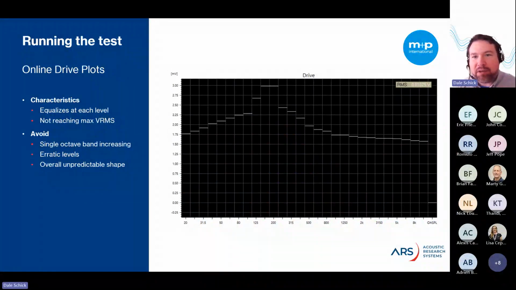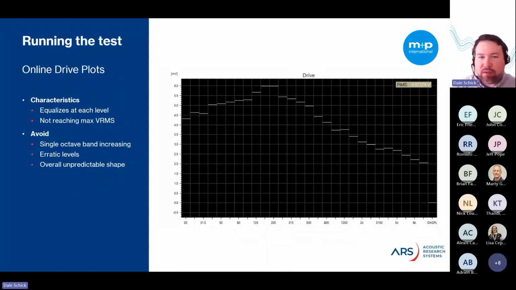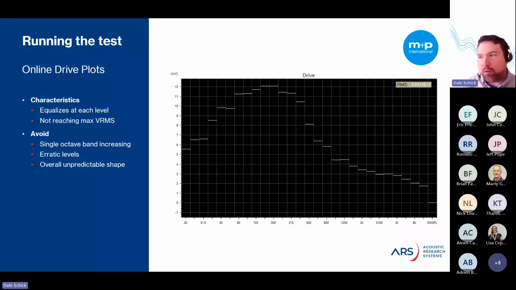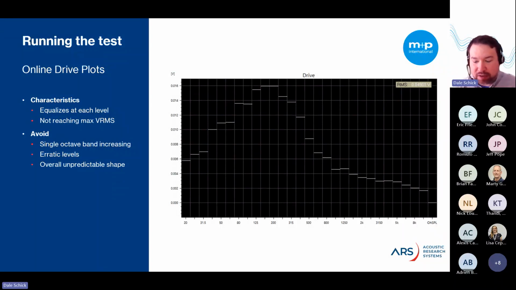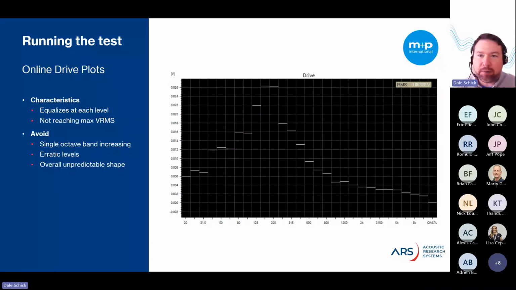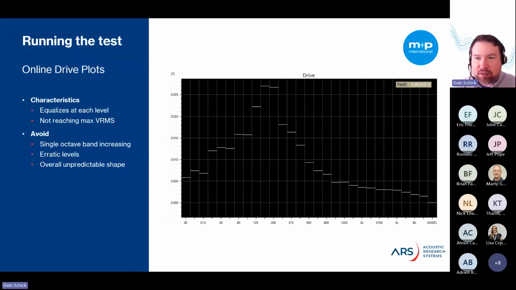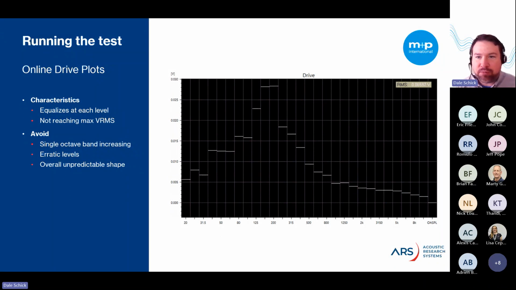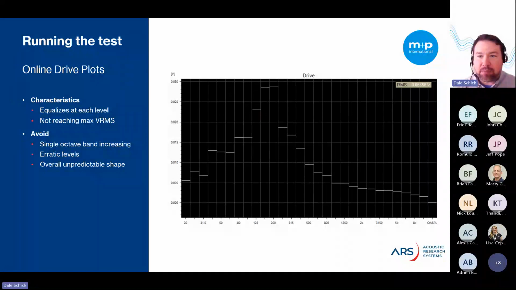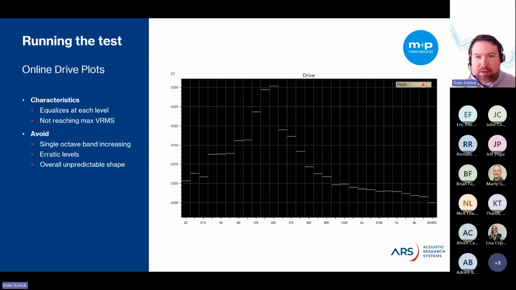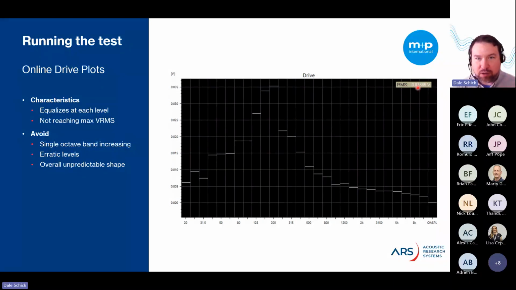So the second plot to keep an eye on is the drive level. This is the drive output that you saw when we did the run by wire a little bit earlier. That was the drive output, which sends the acoustic signal in third octaves directly to the amplifier. Characteristics of this signal are that it should equalize at each test level in accordance with the control. It should not approach the maximum voltage output of the hardware, which in this case is 10 volts peak or about 3.5 volts RMS up here. As you can see, this is a relatively low one.